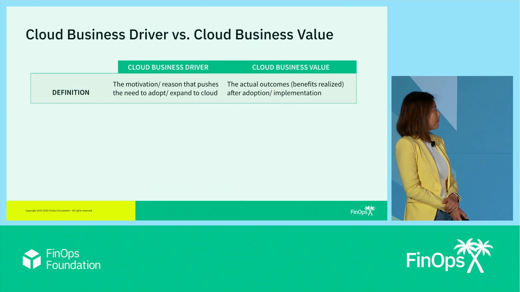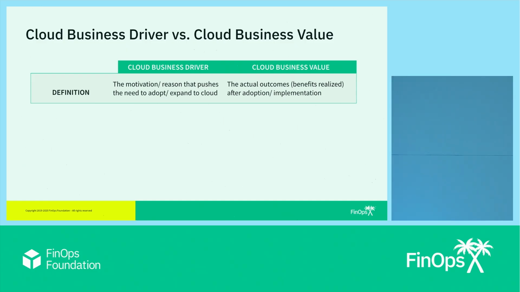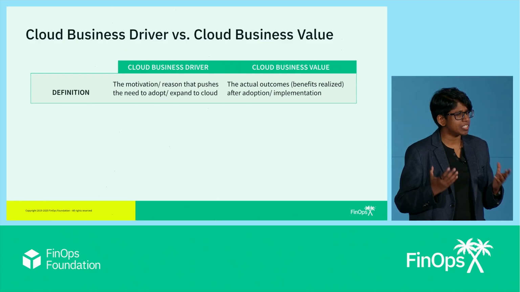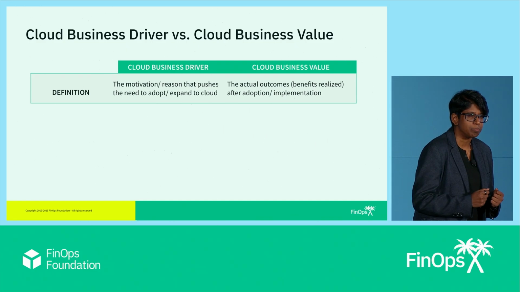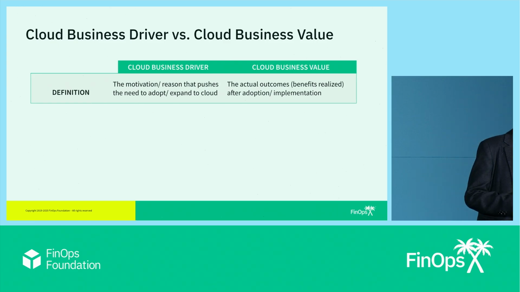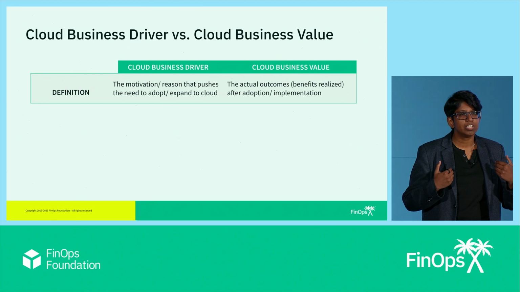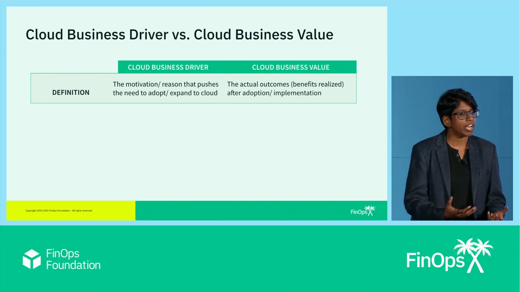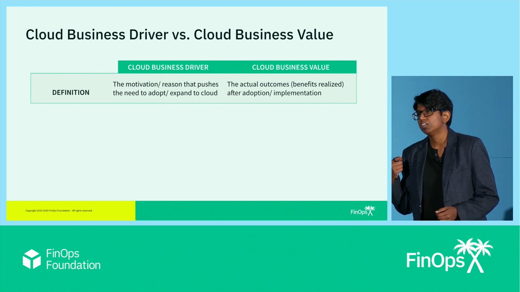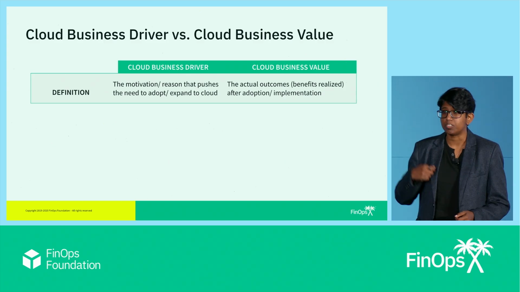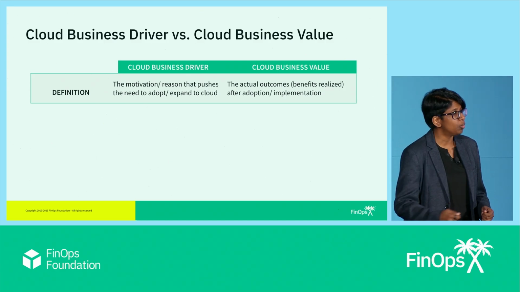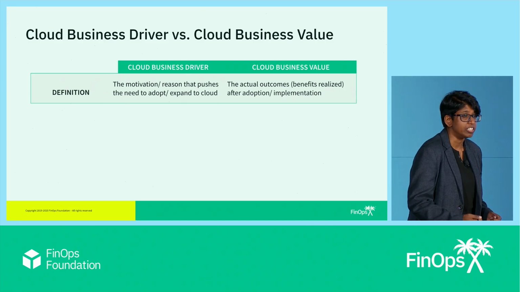Nice. So we heard about the driver, we've heard about the value. Let's look at them side by side to make sure we get that in perspective. The driver, from a definition perspective, is the motivation, the why. Why am I doing this? The business value, like we saw, is the actual outcome or the benefits realized from that initiative.